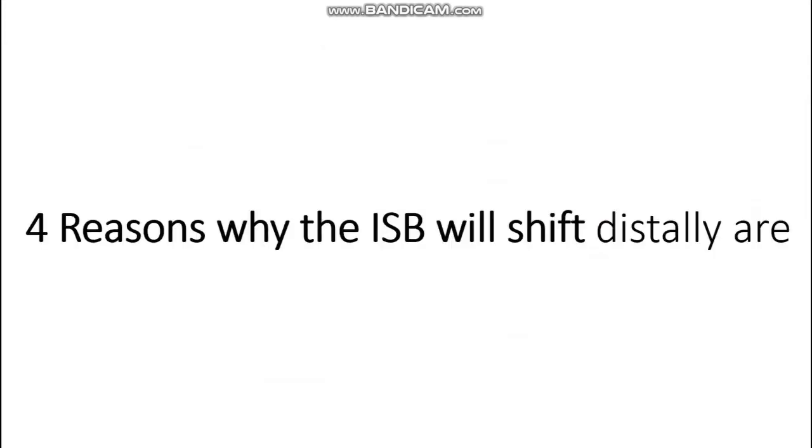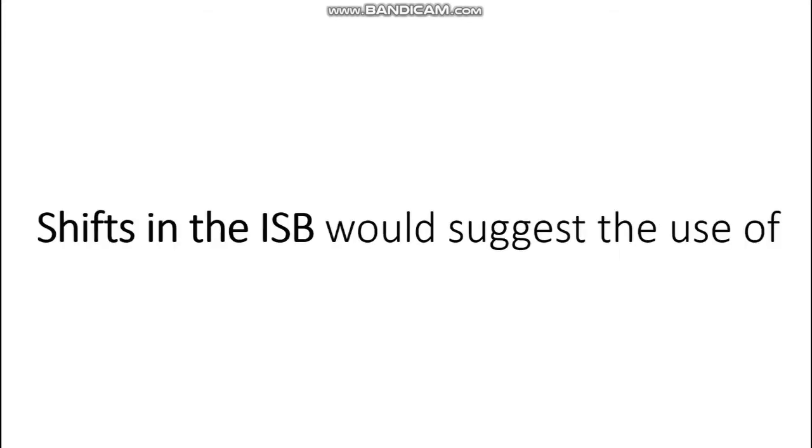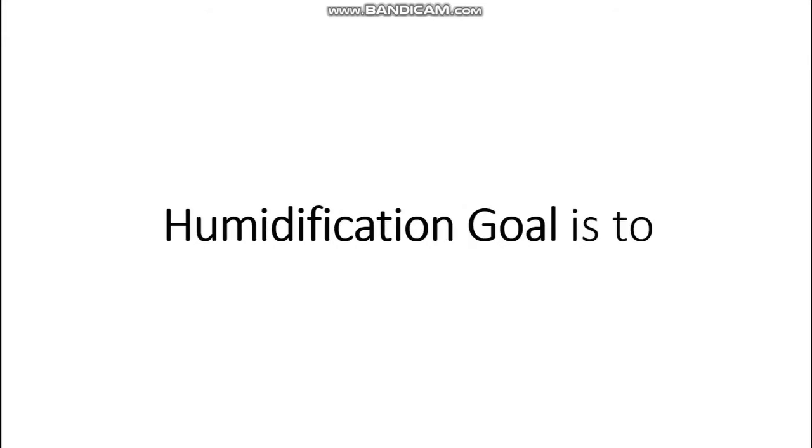4 reasons why the ISB will shift distally are: breathing through the mouth, breathing cold dry air, bypass of the upper airway, one example being a tracheostomy tube, or a high minute volume. Shifts in the ISB would suggest the use of humidity therapy.